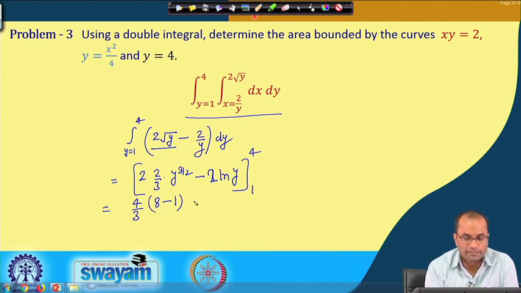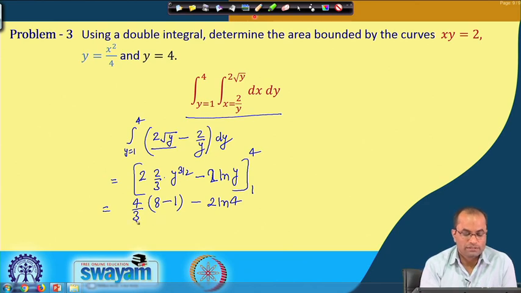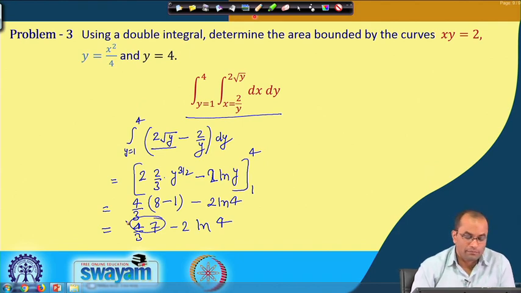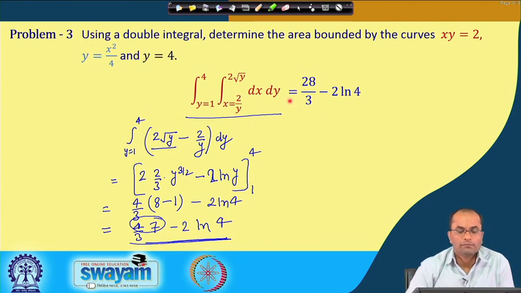The lower limit we will get this minus 2 ln of the upper limit 4, and when we put the lower limit here for y, we will have ln 1 and that will be 0. So, in this case we have now 4/3 times 7 minus 2 ln 4. So, 28/3 minus 2 ln 4, that is the value of this integral. 28/3 minus 2 times ln 4 is the area bounded by these 3 curves.